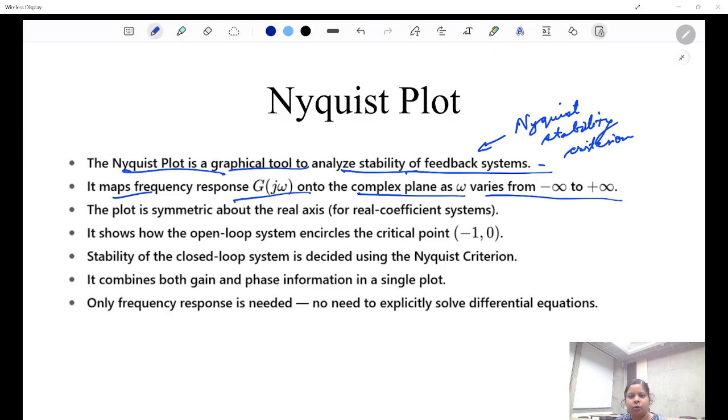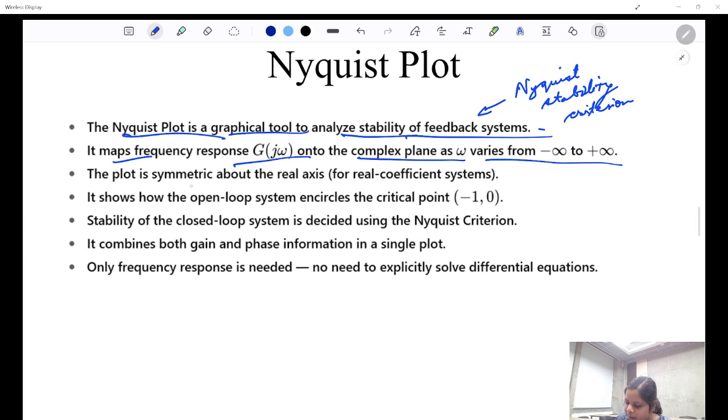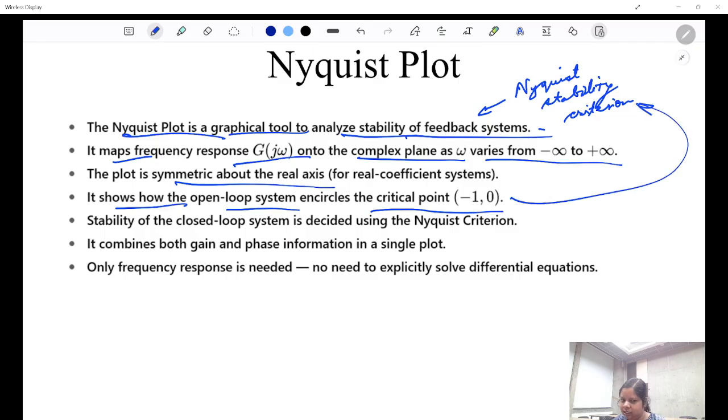What we typically do is vary it from 0 to infinity, and we know that it is going to be a mirror image about the real axis, so we get the full Nyquist plot. Okay. The plot is symmetrical about the real axis. It shows how the open loop system encircles the -1, 0 point. Again, this is related to the stability criterion, and we'll see that in the next class. The next class is very important once you have covered this topic.